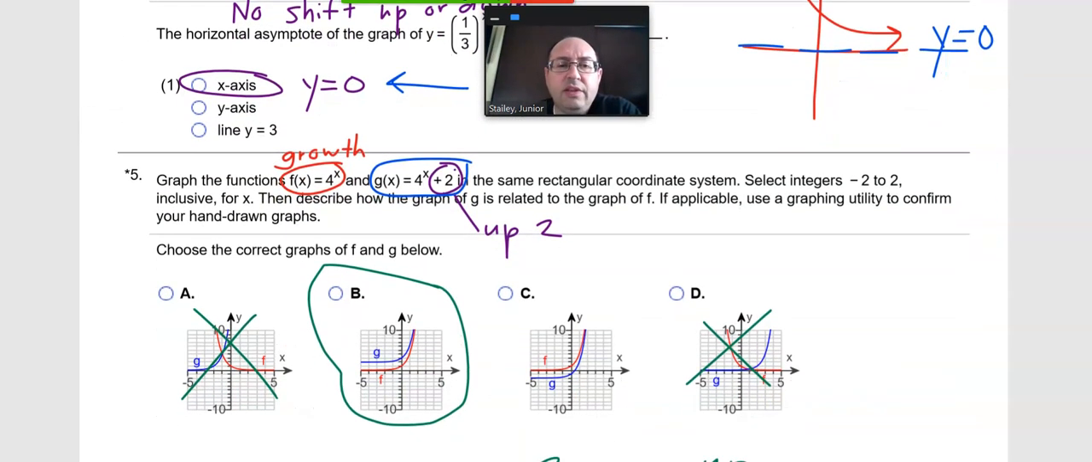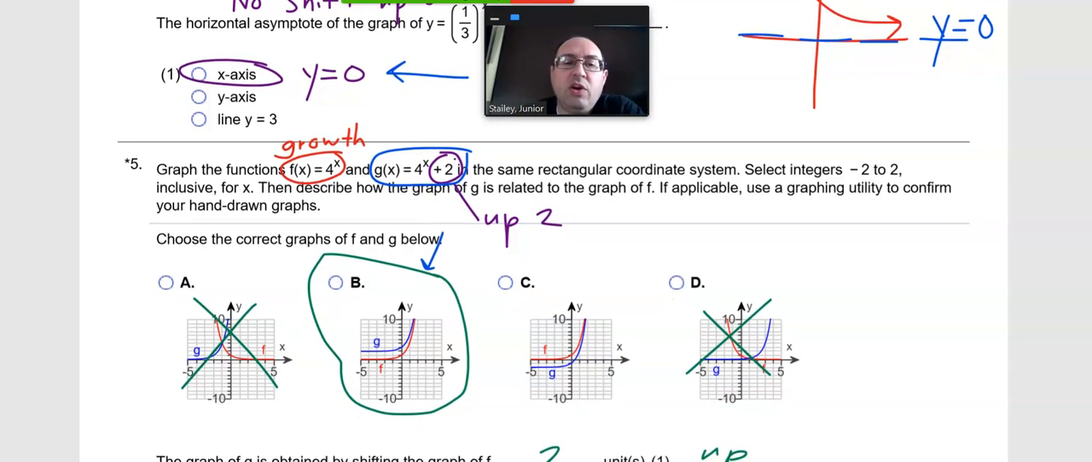Question 5. They are starting to move it. Now you can see that the red function is a growth function. You'll notice that the blue one, g of x, is also a growth function. So I crossed off A and D, because one's a growth and one's a decay. They're not going to switch on you. All they're doing is taking the whole graph and moving it up 2 units. So you need to start with the red one, go to the blue one, and it has to go up 2. So obviously that's choice B.